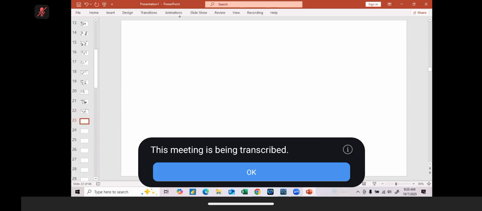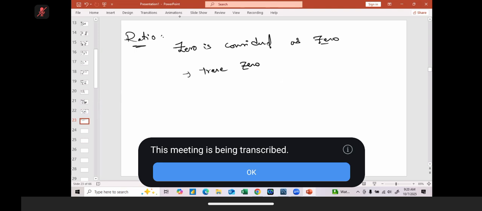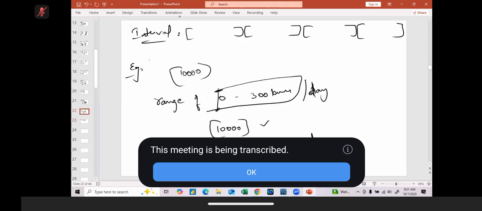Okay, next ratio. Ratio, same like interval, but here 0 is considered as 0. We call this as true 0 point. True 0 point. Is this understood? Any one example for ratio? True 0. 0 is considered as 0 itself, but in interval 0 is not considered as 0. That is considered as a range.